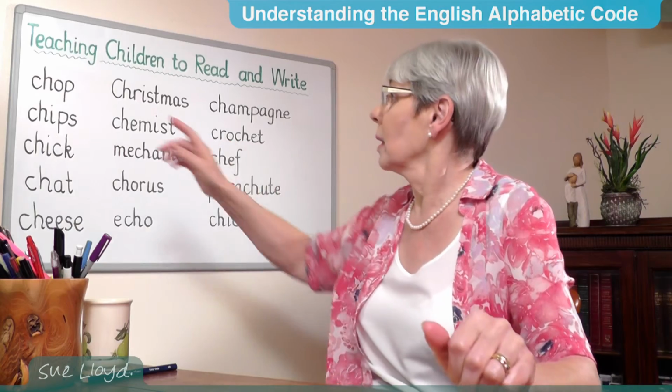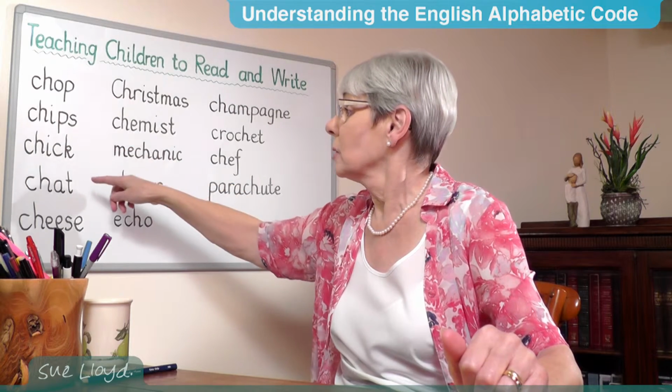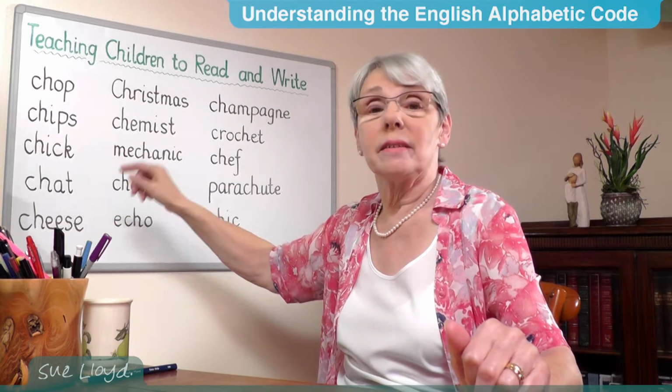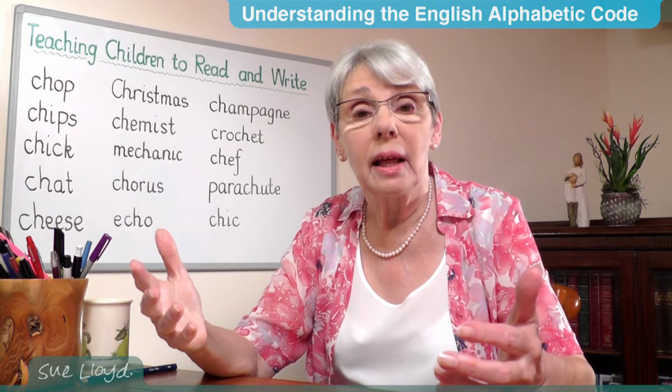Now, occasionally the code has a letter or letters that are the same but have different sounds linked to them. For example, the children are first taught that CH has a ch sound, which is the Anglo-Saxon influence, and comes in words such as chop, chips, chick, chat and cheese. And most of our English words use the ch sound.